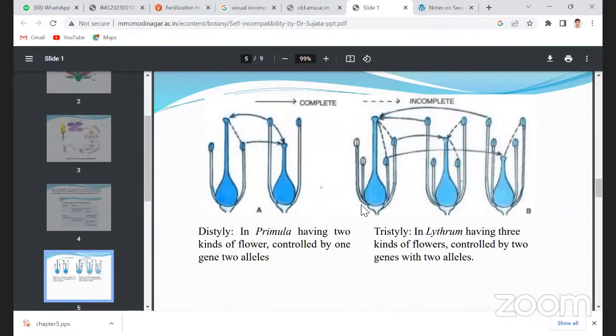So you observe these two different plants. It is distyly and tristyly. Primula is a plant having two kinds of flowers, controlled by one gene with two alleles. Here on the right side, Lythrum has three kinds of flowers controlled by two genes with two alleles each. In distyly, it is controlled by one gene, two alleles. Here, two genes, each with two alleles. So these are the diagrams.